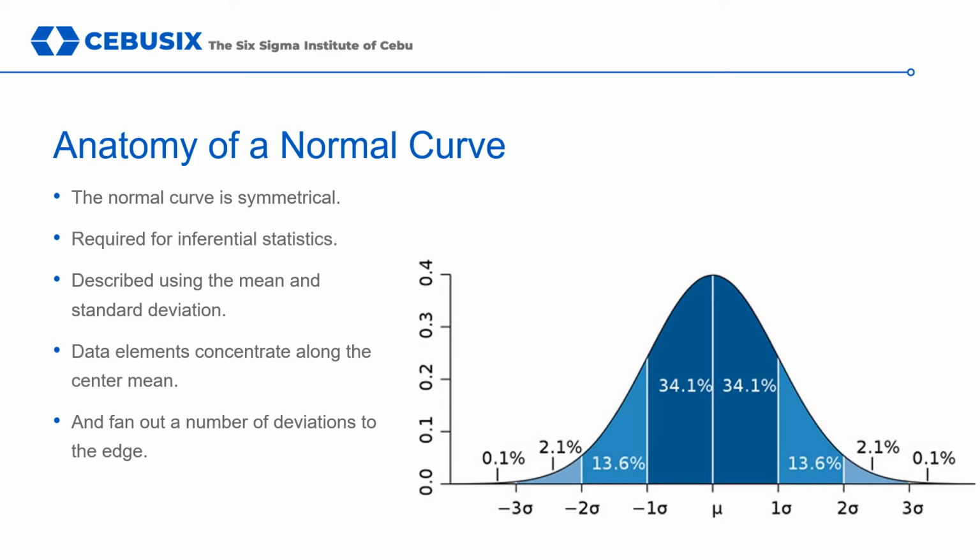The normal curve is symmetrical and is most commonly required for inferential statistics. It is described statistically using both the mean and standard deviation. While the curve centers on the mean, the number of standard deviations away from the mean changes the probability of the amount of data under the curve.